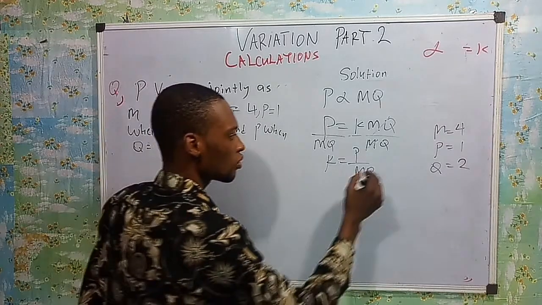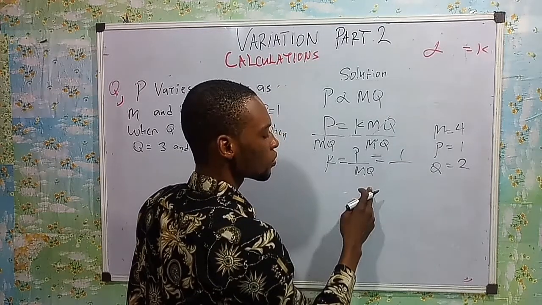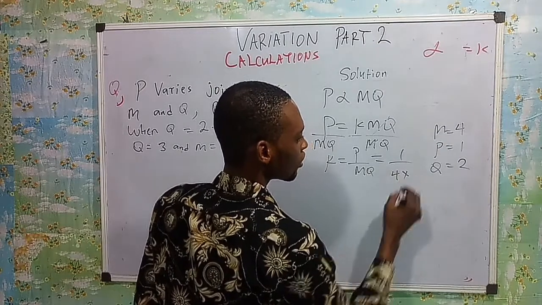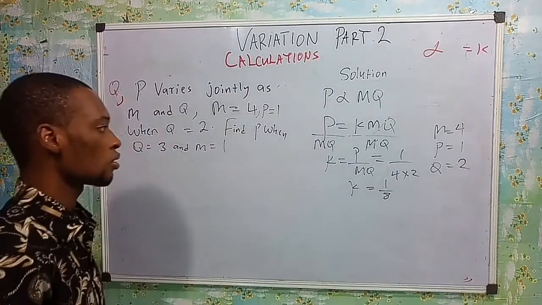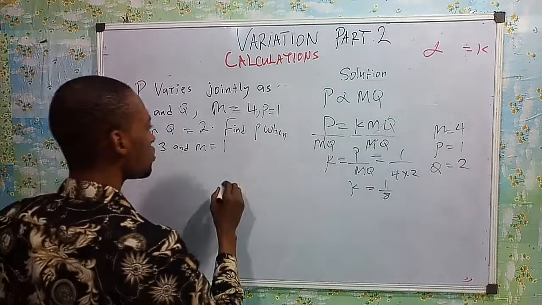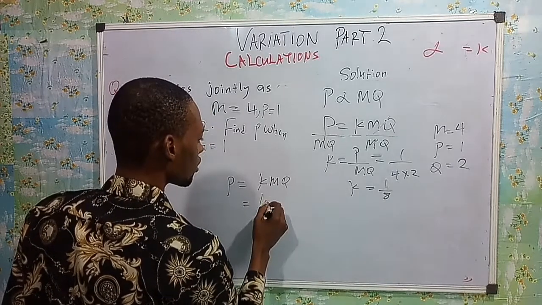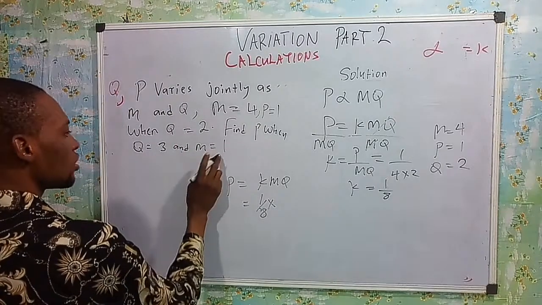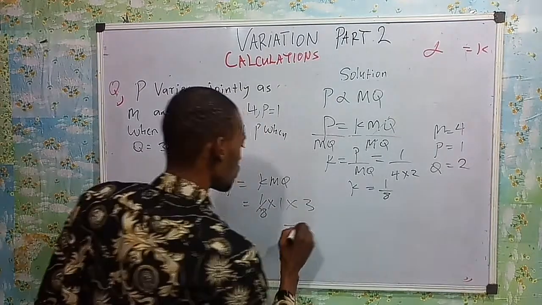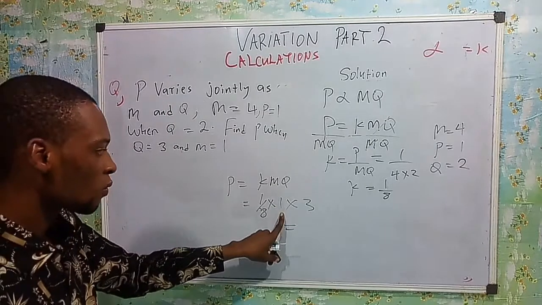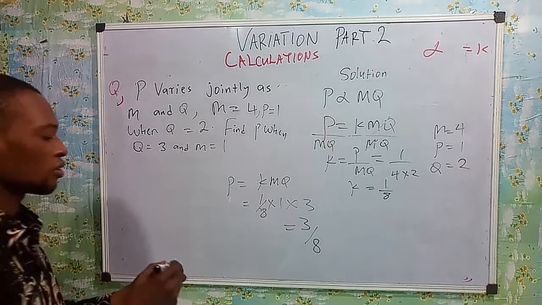Alright, now we have P is 1, over M times Q. M is 4 times Q 2, which is 1 over 8. K equals 1 over 8. So now let's find P. K is 1 over 8 times M is 1 times Q is 3. So we now have 1 times 1, 1, times 3, 3. So 3 over 8. It's very simple. So they are all similar.